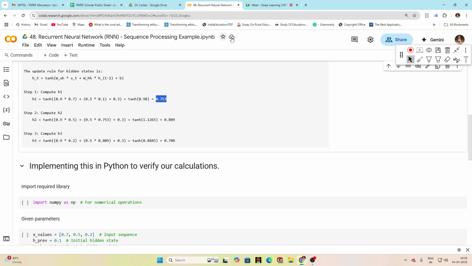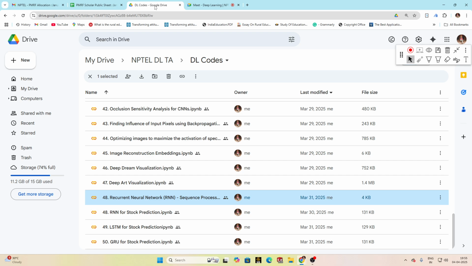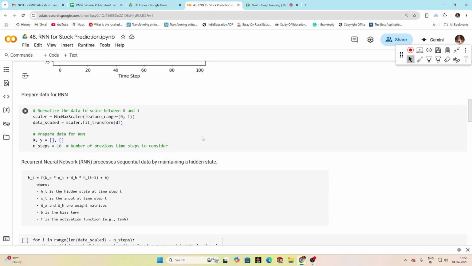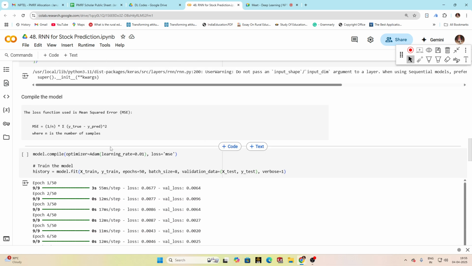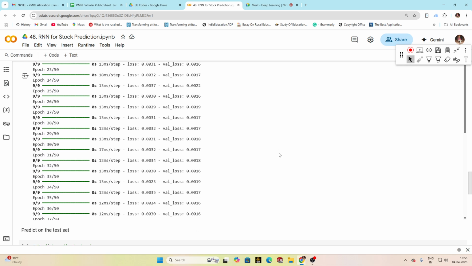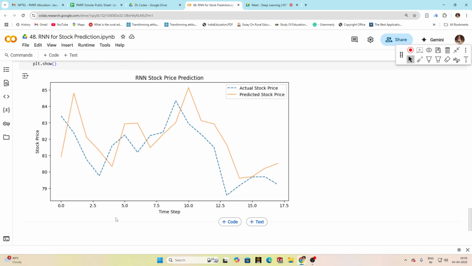Okay, nice. So this is the thing. Similarly I have given the code for this RNN for stock prediction. You can just see the code. We have to again train the RNN. I have trained it for 50 epochs. See these things, and this is the output coming.